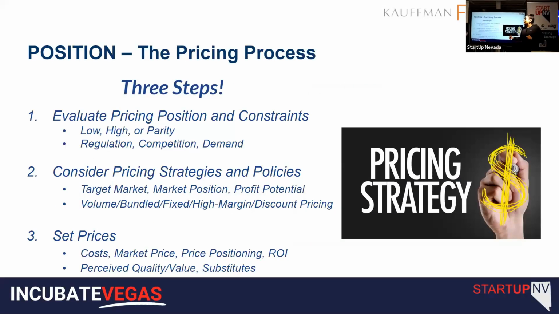The pricing process has three steps. First, evaluate pricing position and constraints: low, high, or parity, regular competition, demand. Second, consider pricing strategies and policies, which are target market, market position, profit potential, volume, bundled, fixed, high margin, and discount price. Third, set prices, which is cost, market price, price positioning, return on investment, and perceived quality, value, and substitute.